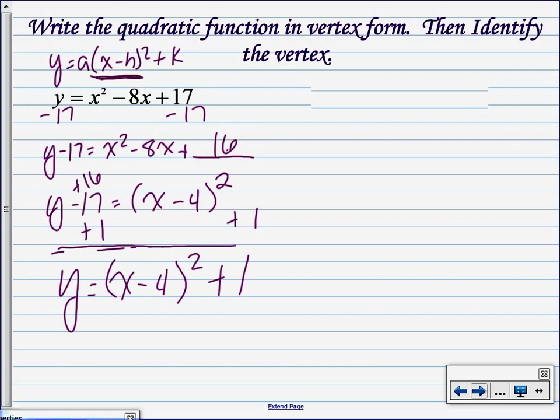What's my vertex? What's the vertex of my parabola? Who remembers? This one changes. This one stays the same. Vertex.